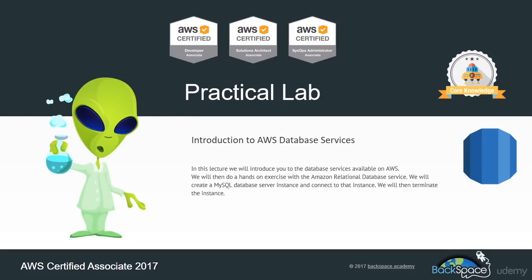And welcome back to Backspace Academy. In this practical lab, we'll introduce you to the AWS database services. And we'll look at doing a hands-on exercise with one of those services, being the Amazon Relational Database Service, or RDS for short. We will be creating a MySQL database server instance, and then we're going to connect from our desktop through to that instance and have a look at a database that we created on that instance. And then we'll finish up by terminating that instance to make sure that we don't get a bill at the end of the month.